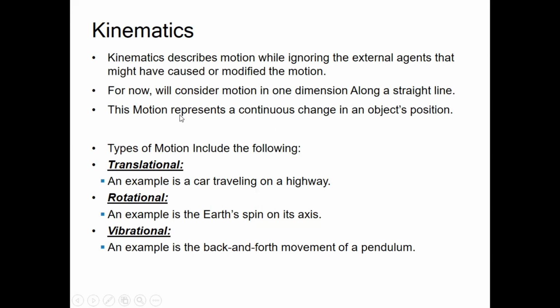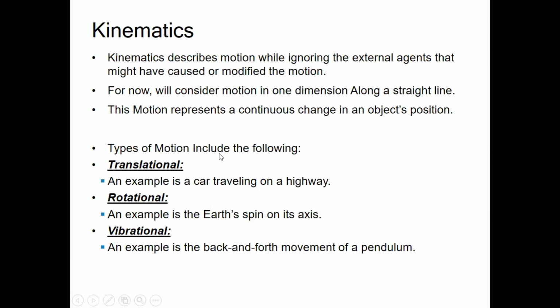The motion in this lecture is representing the continuous change in the object's position. And we will describe the position of an object through a system of coordinates. System of coordinates will have x-axis, y-axis, and may have z-axis. So three-dimensional coordinates, well known as Cartesian coordinate system.